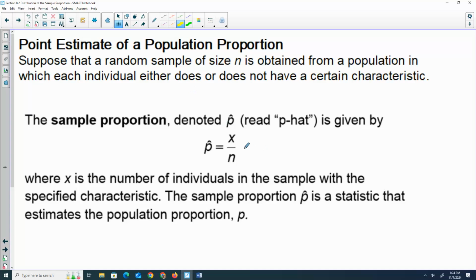It's called p hat, and it's just finding the number that's in favor. So you ask n people, X of them agree. So you take a sample, and you're finding what percent agree with you. So to find a point estimate, we do X over N.